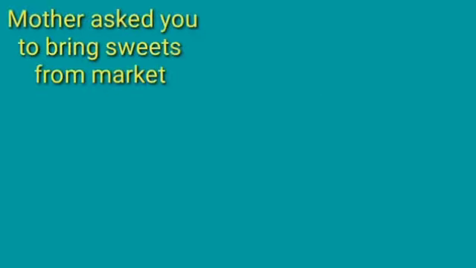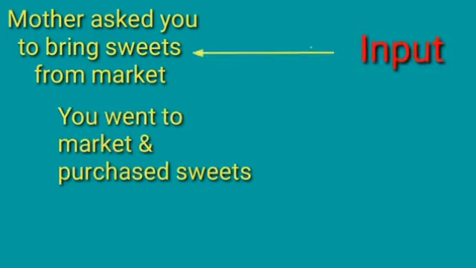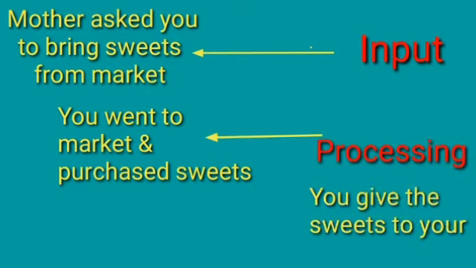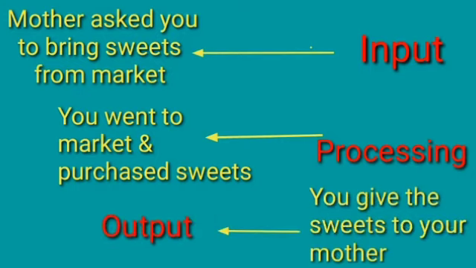Let us look into some examples. Let us consider an example that your mother asked you to bring sweets from the market. That is the data or instruction which is given to you by your mother. Now, once you went to the market and purchased the sweets, that is the processing part which you have done. You have processed the instruction. Now, once you deliver the sweets to your mother in your mother's hand, that will be called output. So, this is one of the real life examples.